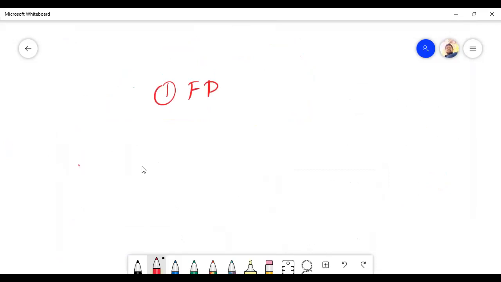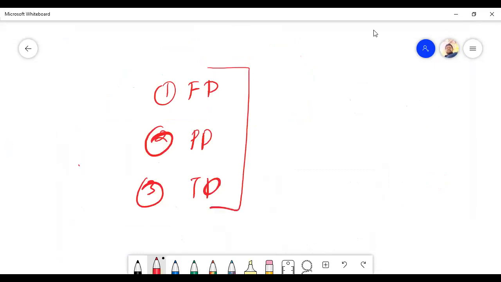Second, you know about partial dependency. Third one, transitive dependency. Now, if you know all these things, then we will go to normalization.